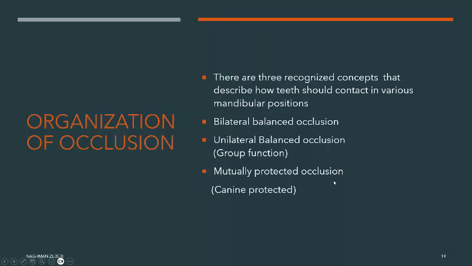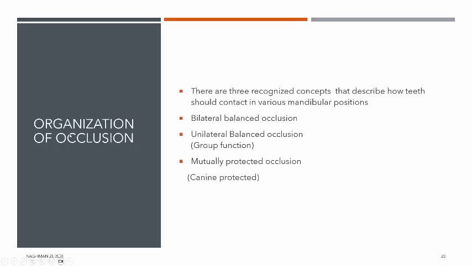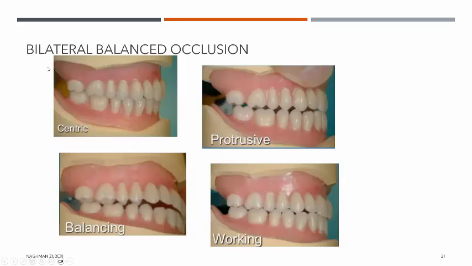Organization of occlusion. There are three recognized concepts that describe how teeth should contact in various mandibular positions. Bilateral balanced occlusion, unilateral balanced occlusion, which is also known as group function, and mutually protected occlusion, that is the canine guidance or canine protected or cuspid rise occlusion. Bilateral balanced occlusion is achieved in complete dentures or long span removable partial dentures.